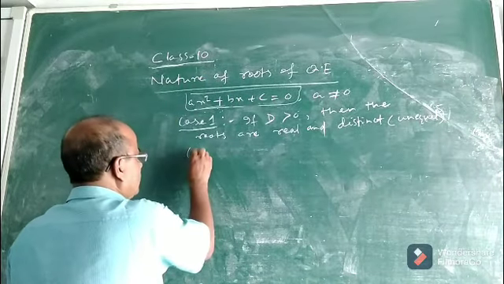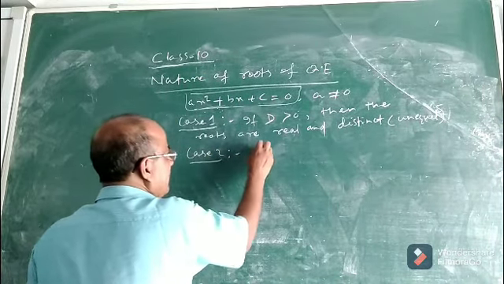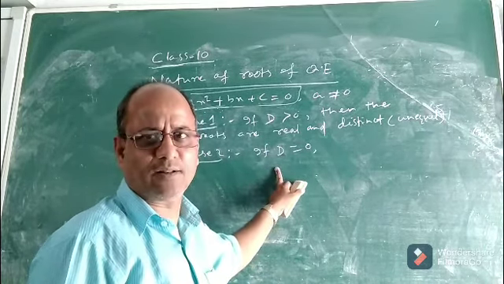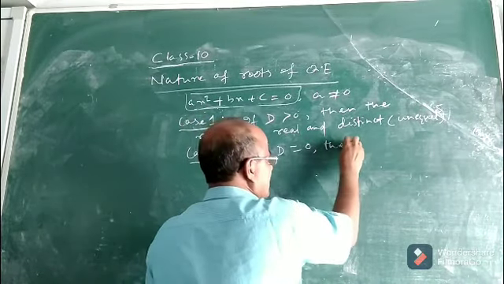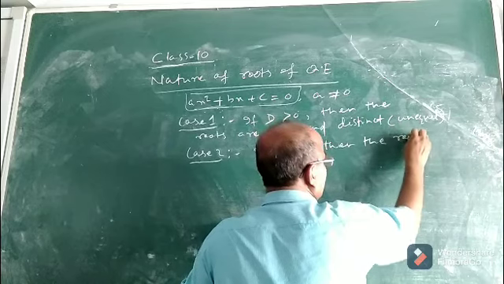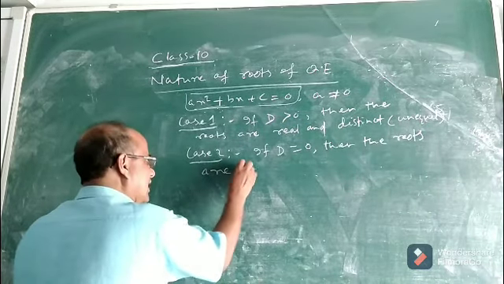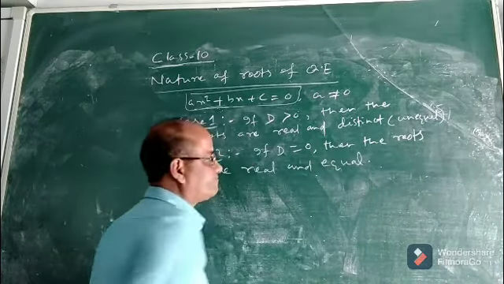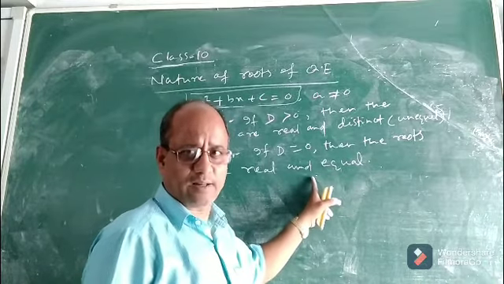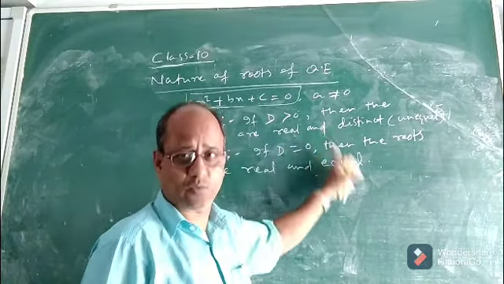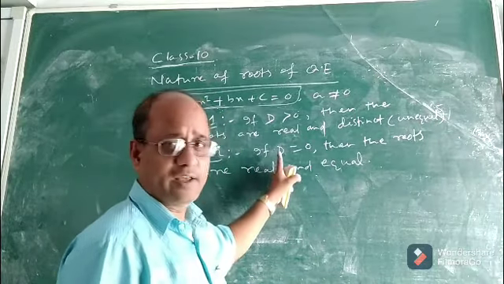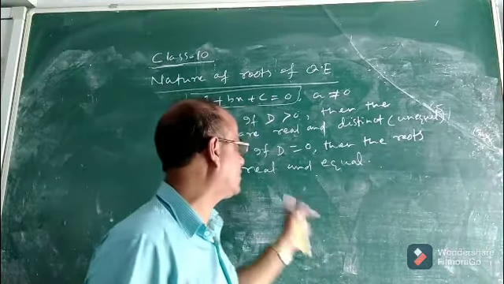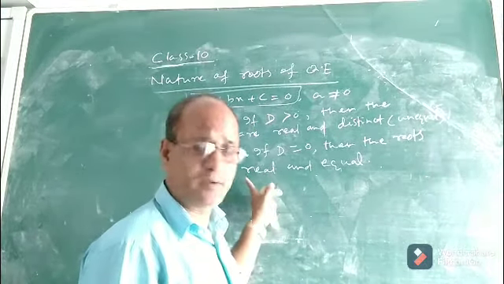Then case 2. In case 2, it may happen that the value of D is equal to 0. Now if the value of D is equal to 0, what will happen? You have to remember, then the roots are again real, but equal. Real and equal. I will tell you what the real and equal roots are, and what the real and distinct roots are in case 1 and case 2, just now. So if the value of the discriminant is 0, you will conclude that the two roots, alpha and beta, will be real but equal.